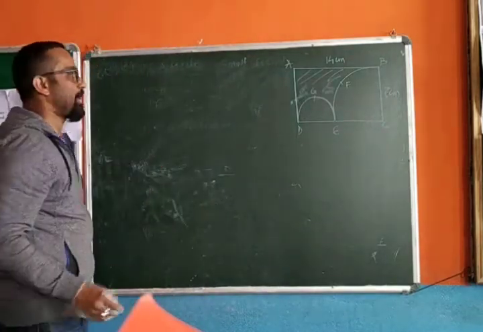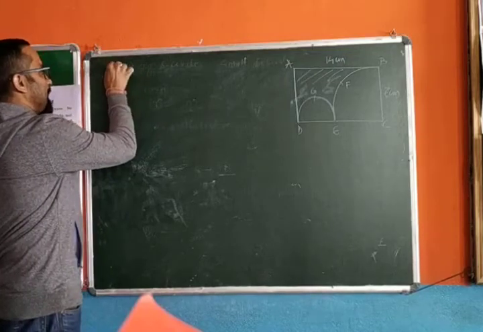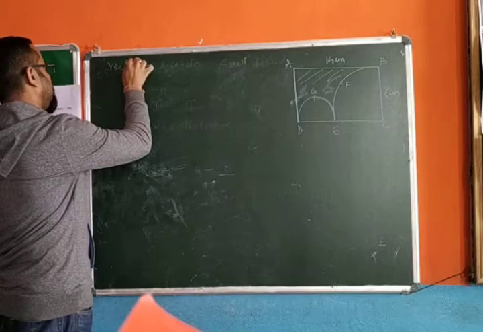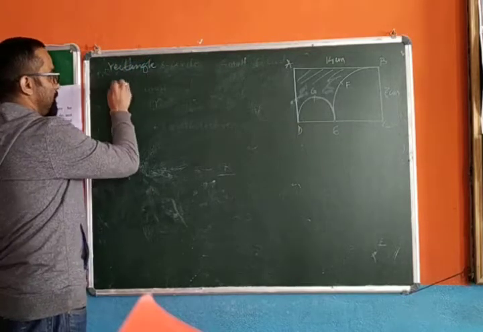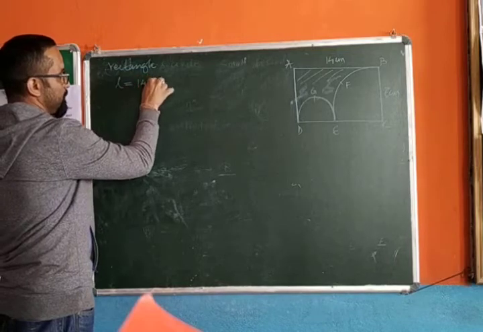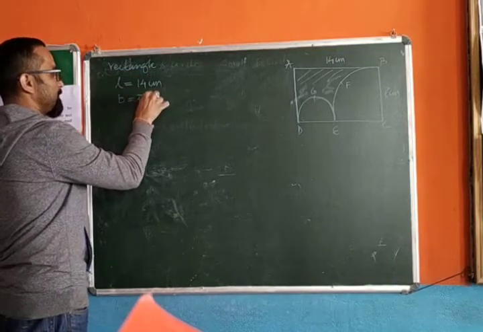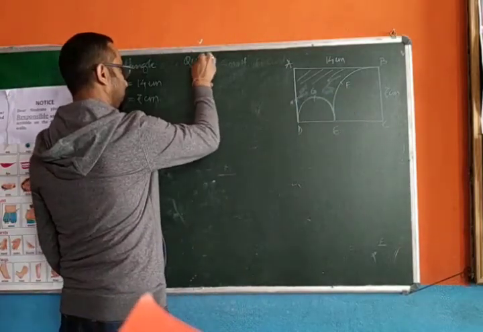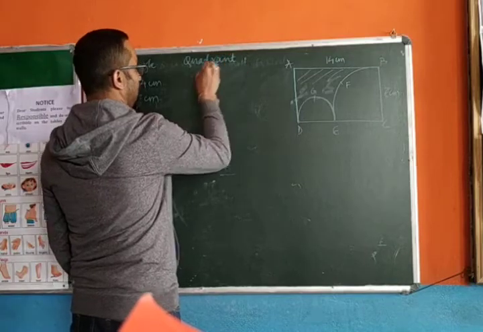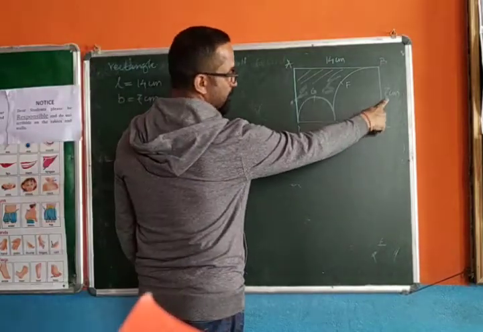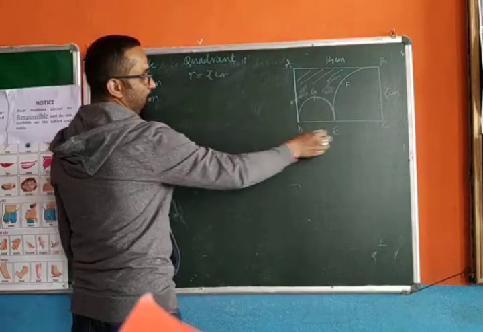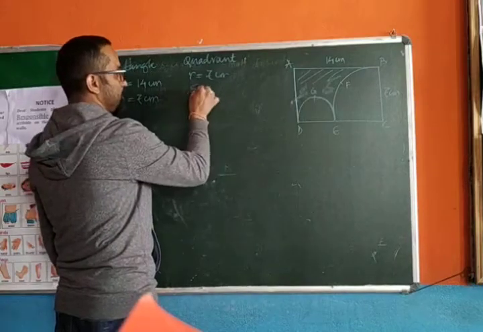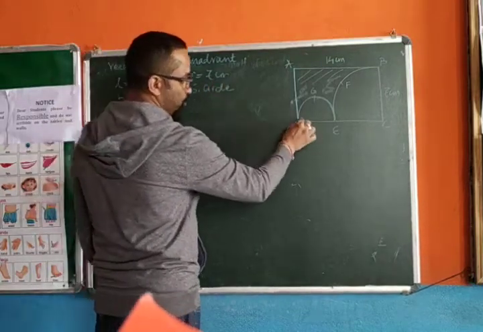Again, you have three diagrams over there. Rectangle: length is given 14 centimeter, breadth is given 7 centimeter. You have a quadrant here. Radius of the quadrant is given 7, because you can get a circle here. Then you have the semicircle, the small one, this portion.